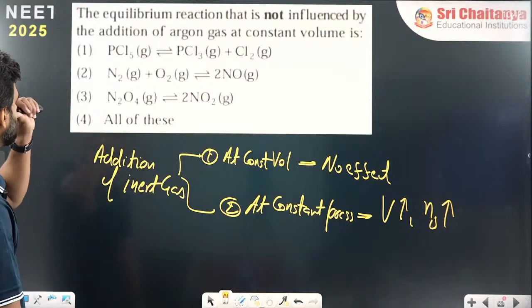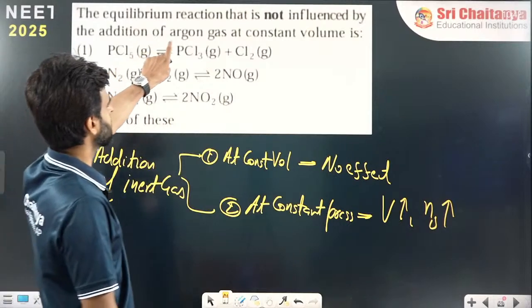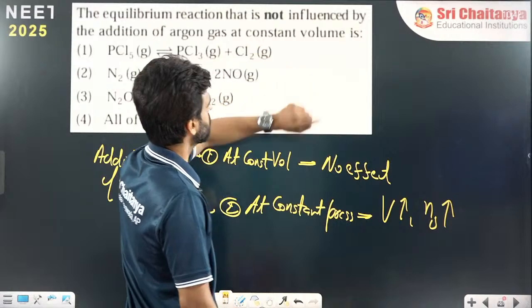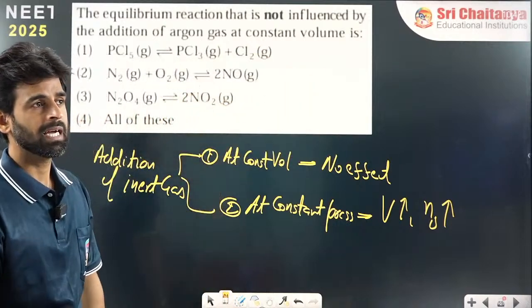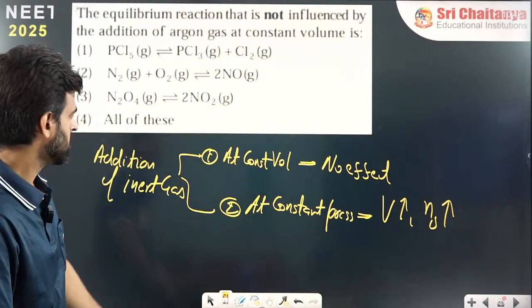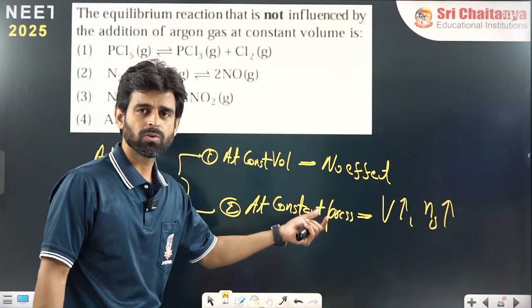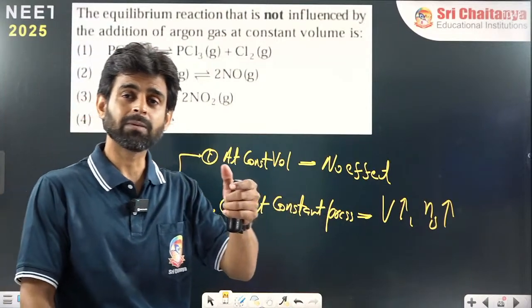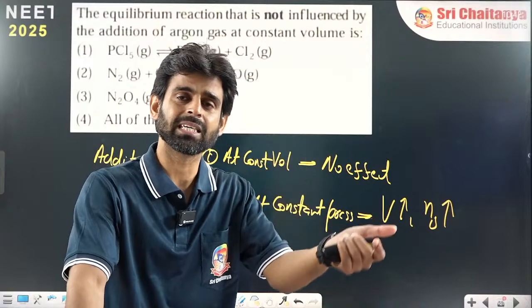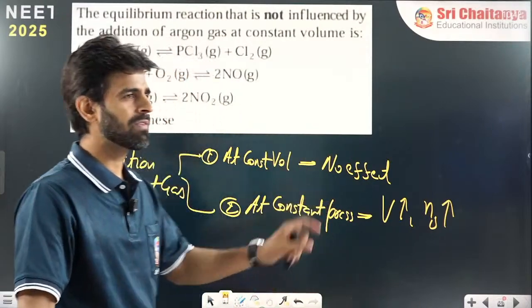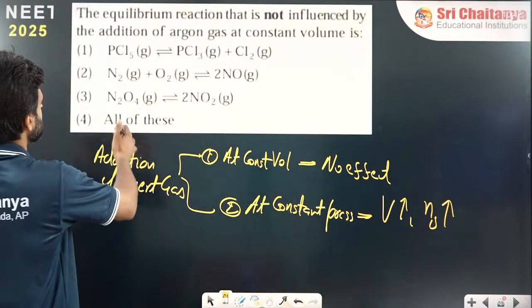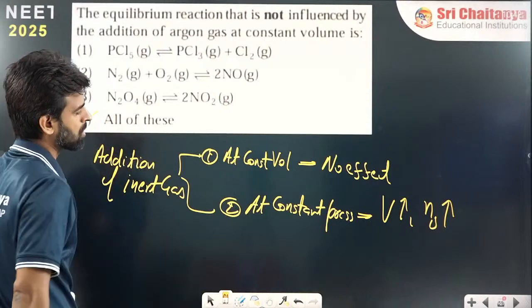Now see the question, what they are asking. They are adding argon gas, inert gas, at constant volume. They are adding at constant volume. So we know that at constant volume, it will not affect the partial pressure of the given things in the reaction. So no effect will come always. So you can say no effect in all the cases. It is not a big deal.